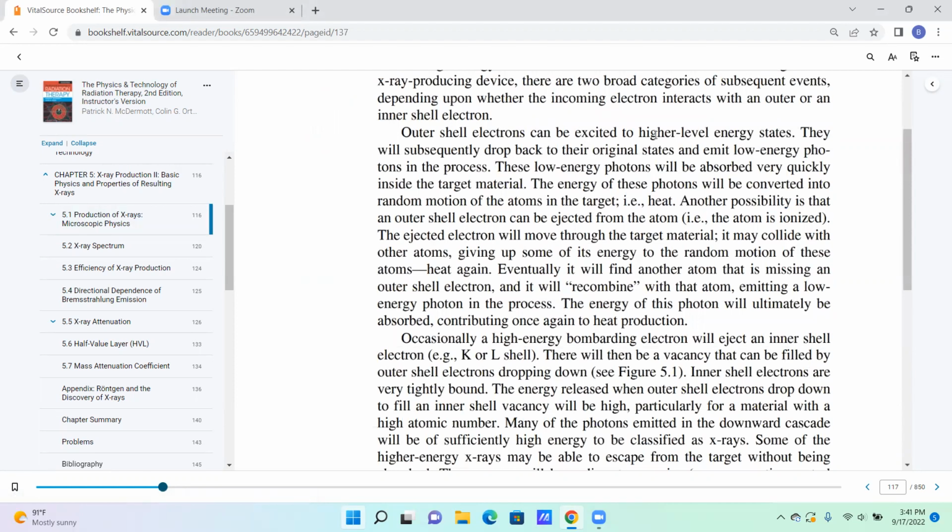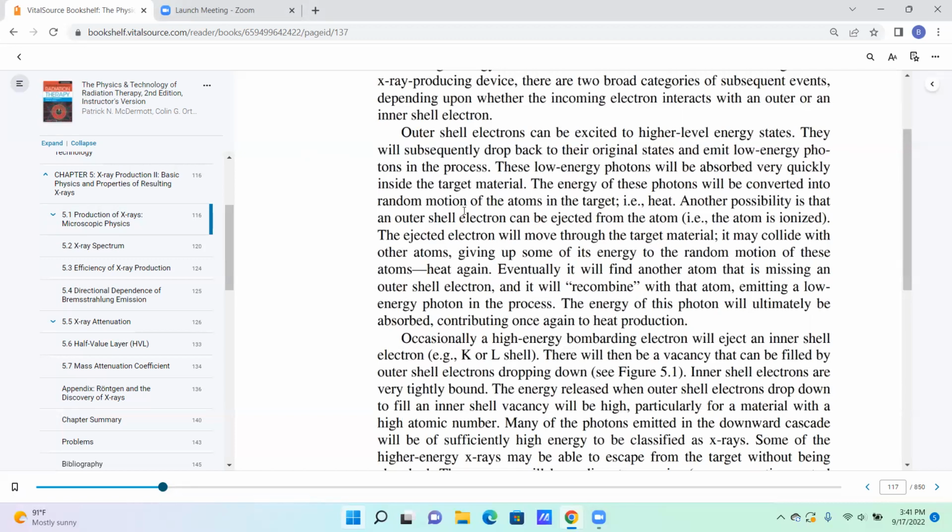Outer shell electrons can be excited to higher level energy states, and they will subsequently drop back to their original state and emit a low energy photon in the process. They get absorbed quickly in the material, and the energy will be converted into the random motions of the target, or in other words, heat.